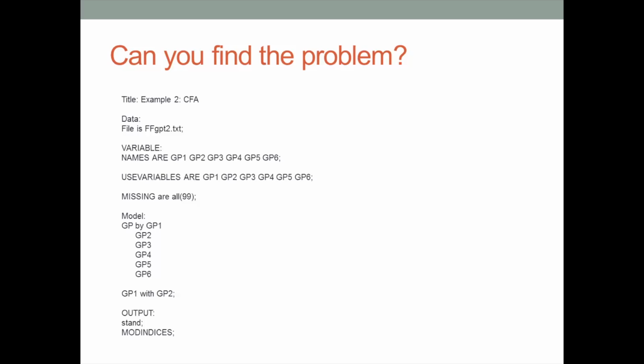And by the way, these are all errors that could give you that negative covariance matrix, or the non-positive definite covariance matrix, or a negative variance parameter. All of these could do that. In this case, we're missing a semicolon after GP6. And if we don't have that, then it wants to put GP1 in here. Anyway, it causes a problem.